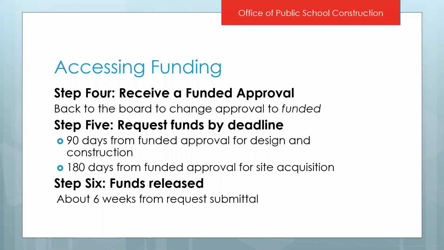Once we receive funds from a bond sale, the next thing we do is take you back to the board, like I mentioned, we'll be doing in April, and we change your approval from unfunded to funded. You then have 90 days for either design or your construction funding, or 180 days if you're asking for site acquisition, from that board date where we changed you from unfunded to funded to request your funds. Once you submit your fund release request, it generally takes about 6 weeks for you to receive your funds.